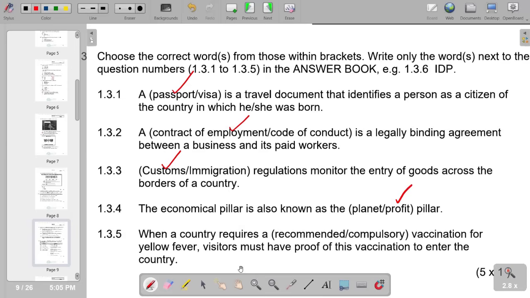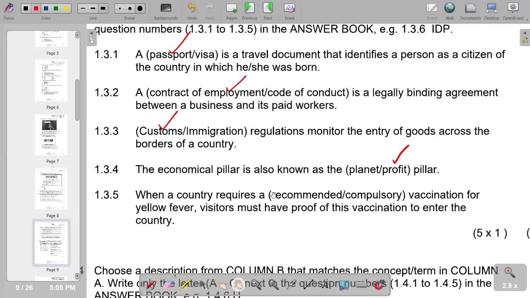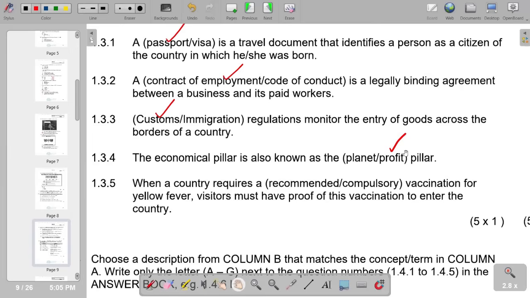We move on to 1.3.5. When a country requires a recommended or a compulsory vaccination for yellow fever, visitors must have proof of this vaccination to enter the country. So on 1.3.5, we say when the country requires a compulsory vaccination for yellow fever, we have compulsory, which means everyone has to use it. Everyone should have that. So we have compulsory as the correct response.